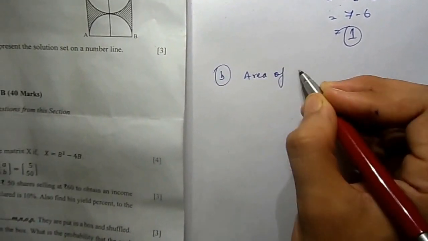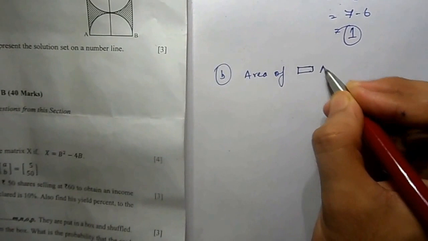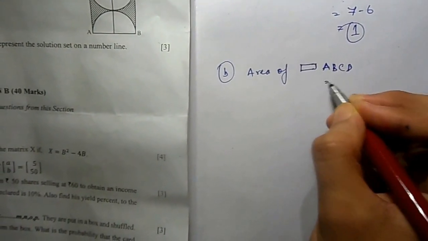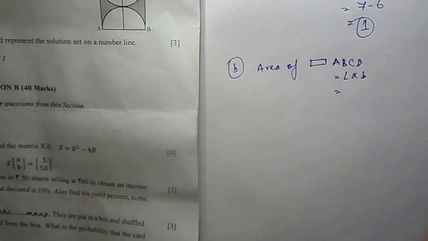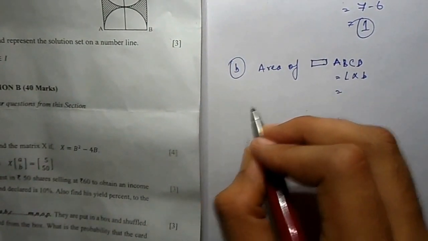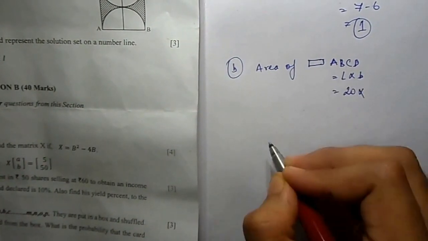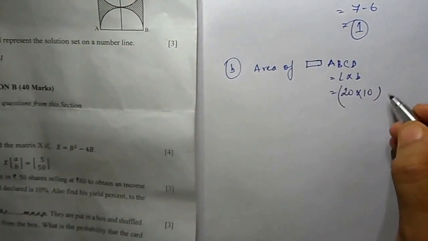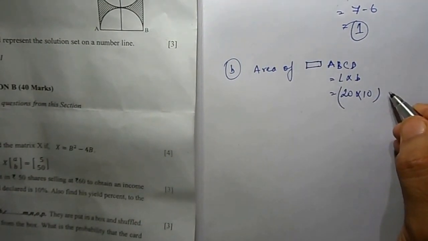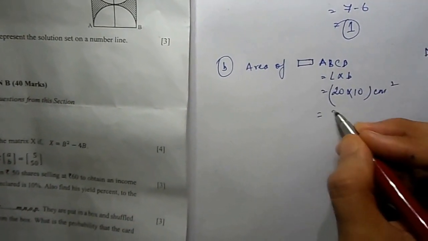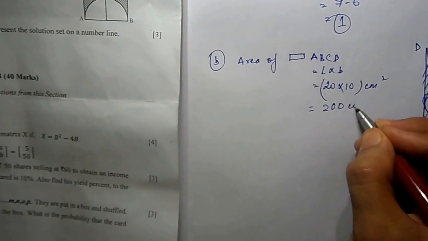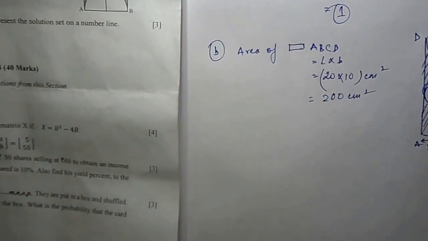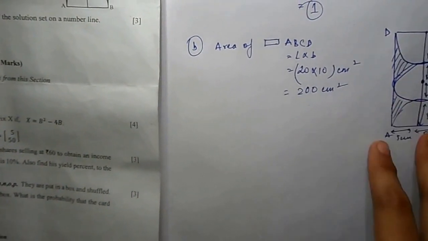Rectangle. I'm very sorry, rectangle ABCD. The area equals length into breadth, classic stuff. The length is 20, breadth is 10. So we have centimeter cross centimeter equals centimeter square. 200 centimeter square.